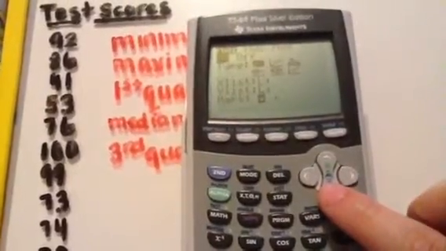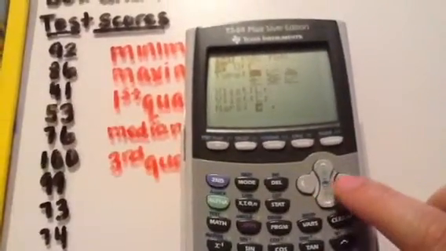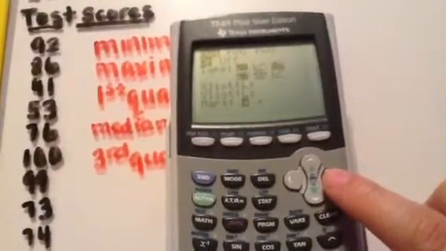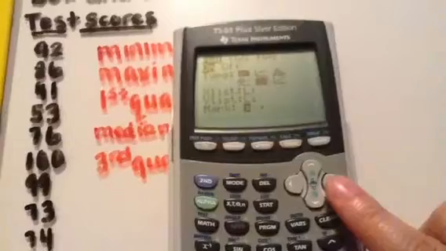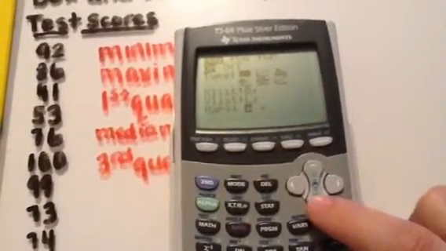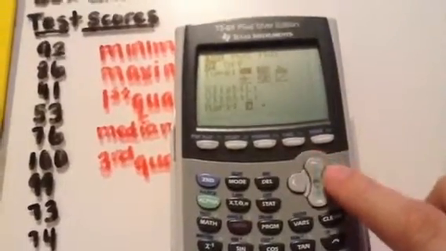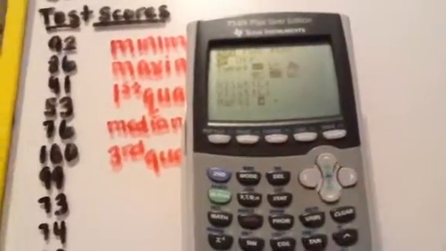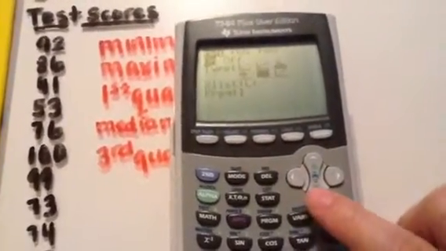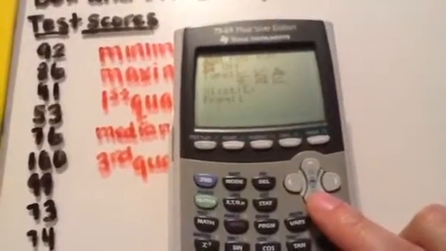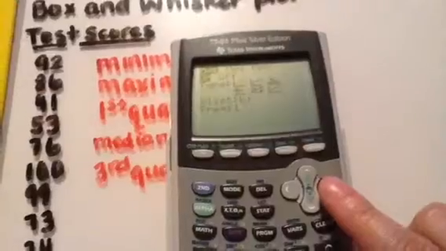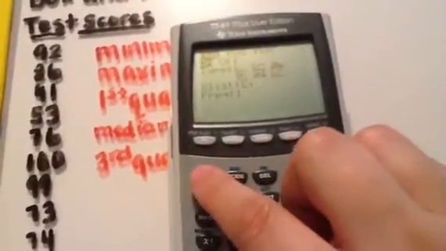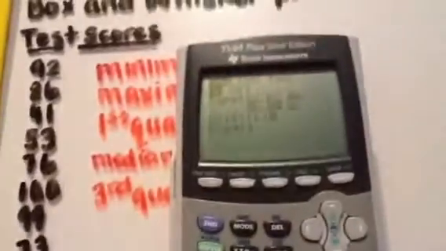Now we want to go down to the type of graph that we want. We want to make a box and whisker plot, so we're going to keep scrolling to the right until it gets to that option. Go down to it, enter to select it. It asks you which list would you like to use, and it should already be on list 1, and if it isn't, to get it on list 1 you just push second, the number 1 because it says list 1, and then it'll come up.